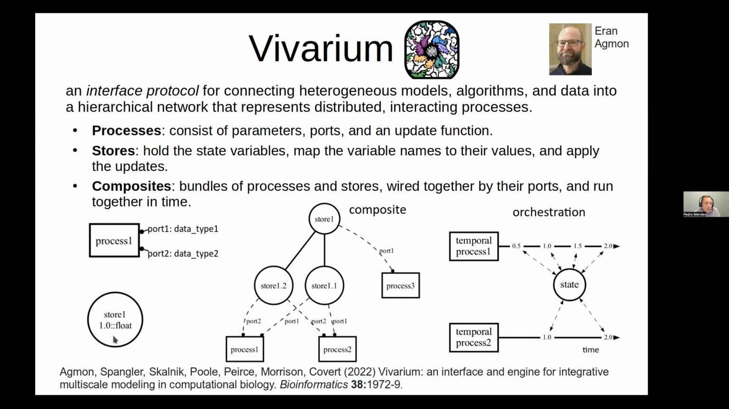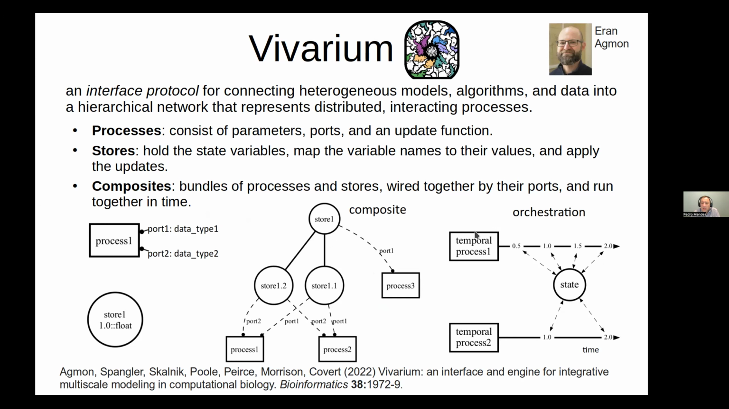Then they also have stores. These are places where they can store information. It seems to be a simple concept, but it ends up being very powerful in this approach. And then they can make composites of these things into a so-called process bigraph, which is this here, where different processes are connected to each other eventually through stores. So these stores store numbers that are connected between the different processes. So the processes can read from each other through the stores.